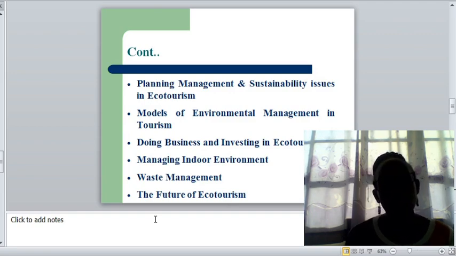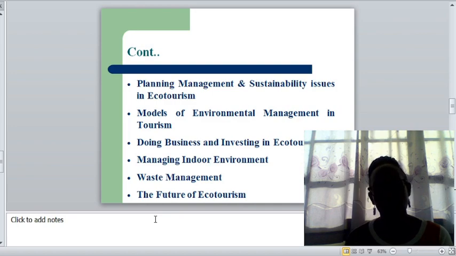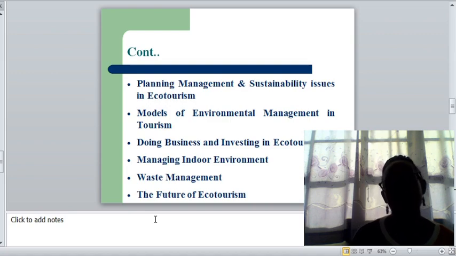Then we are going to look at waste management. How do we manage our waste, especially in our attractions? Because as much as we are talking about tourists needing to leave footprints, the footprints at some point may lead to waste. So the output that we get from these tourists, how do we manage it? Those are the areas we are going to look at: the sources of waste and ways of managing waste.